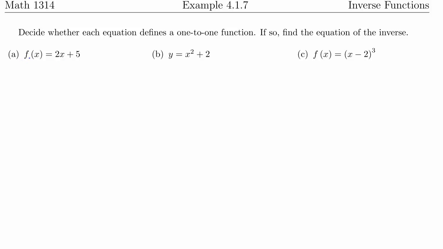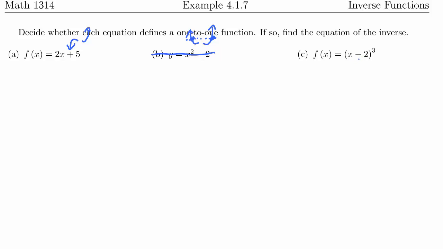Now, notice that f of x equals 2x plus 5. Its degree is odd. Therefore, its end behavior is going down to the left and up to the right. This is possible for it to be one-to-one. For letter B, y equals x squared plus 2, this degree is 2. So it's going up to the left and up to the right. Therefore, no matter what happens, this will always not be one-to-one. Therefore, this cannot even have an inverse.